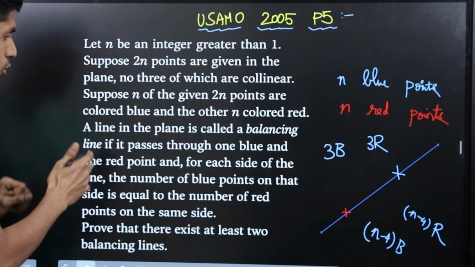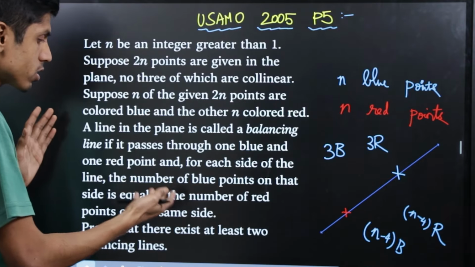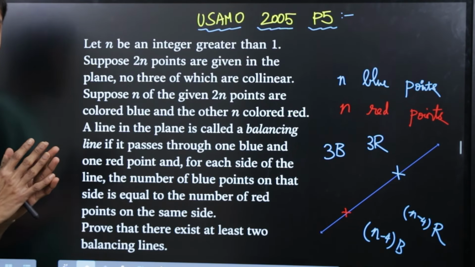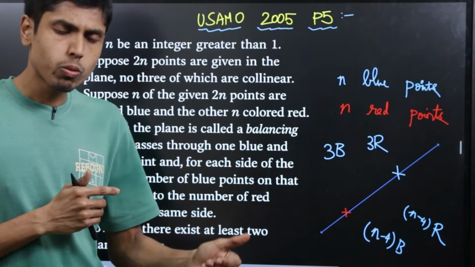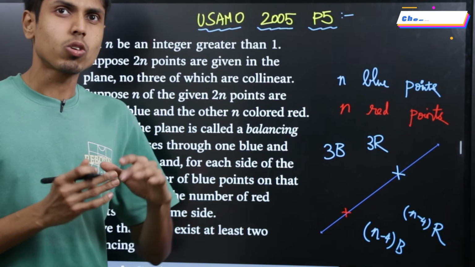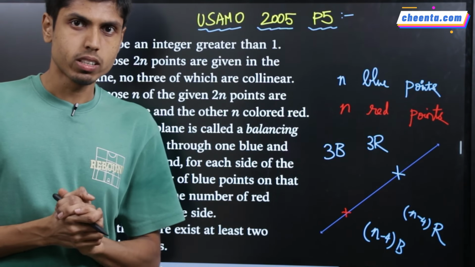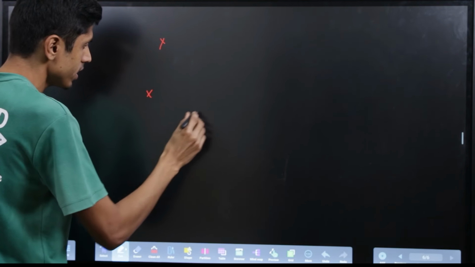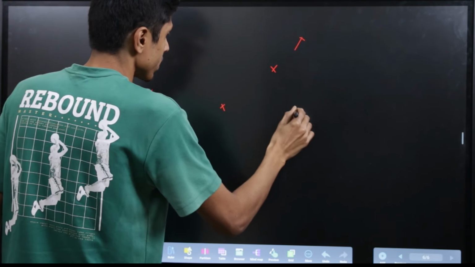Now they are asking us to prove that there exist 2 balancing lines for any given configuration. So this is in that way more powerful. It's talking about a general configuration, right? So let's get started. Suppose these are my points on the plane.